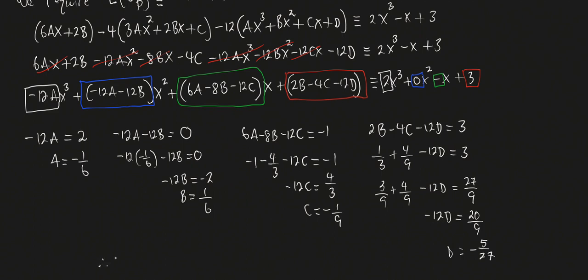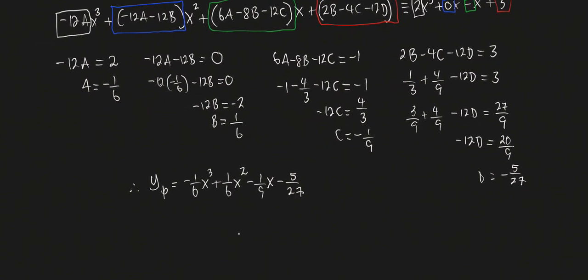We know what our input has to be to get this desired output. So our y sub p is equal to -1/6 times x cubed plus 1/6 times x squared minus 1/9 times x minus 5/27. So by the superposition principle, the general solution.